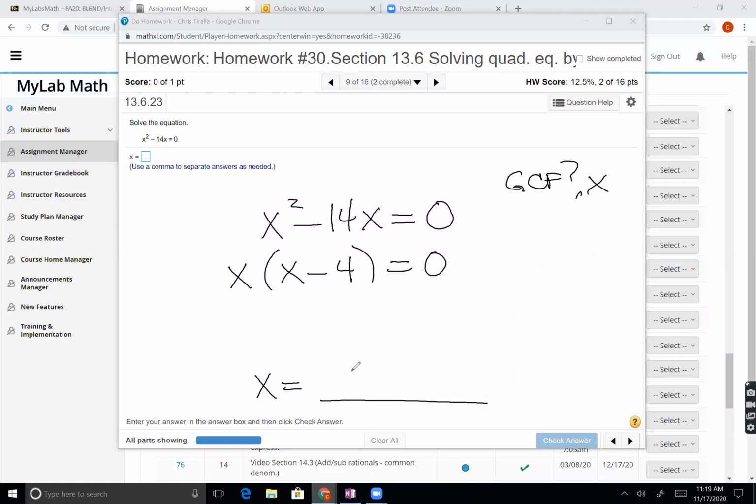What do you guys get? X equals 0 and x equals 14. Yes, 14. And I miswrote and copied it as 4 instead of 14. Sorry about that.